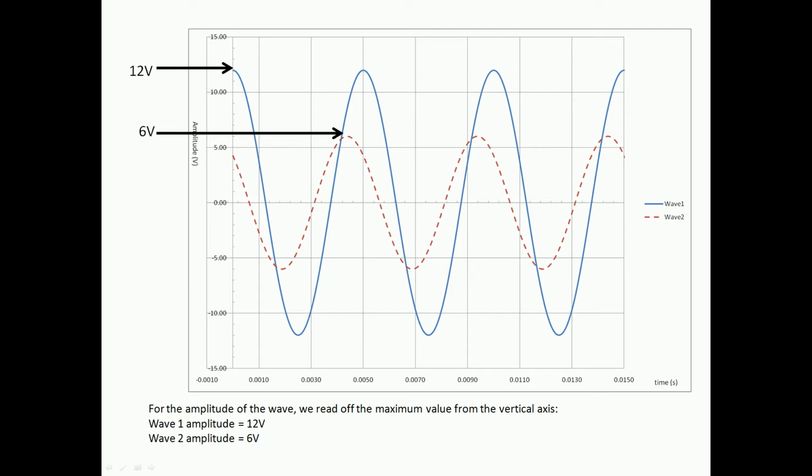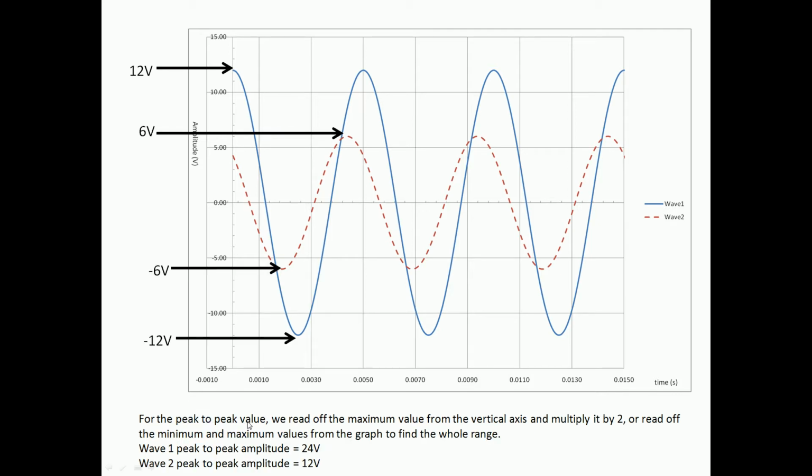So first up, we want to find the amplitude of the wave. Here we're just reading off the maximum value from the vertical axis. To do this, you have to see where the waveform is centered around. This waveform is centered around 0 volts, which is quite handy because it makes our lives a lot simpler. So we can see for wave 1, our amplitude is 12 volts, and for wave 2, it comes up as 6 volts. That's just finding the maximum value and reading it off from the axis. Remember the units, this time volts.